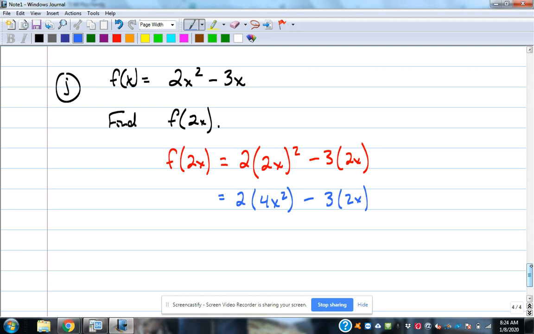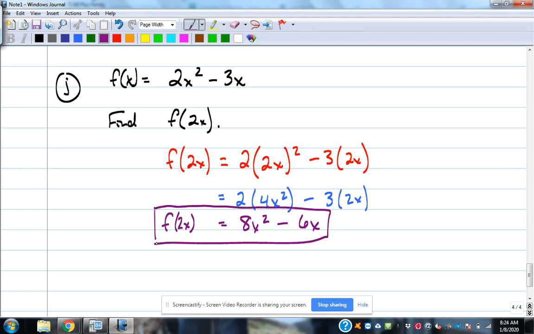Okay, now what? Just multiply it out, right? It'll be 8x squared minus 6x. Are those like terms? No. So we always look for like terms and see if we can simplify any. We can't. So that is our final answer for that function value. Okay. So plug it in something that's a little bit different.